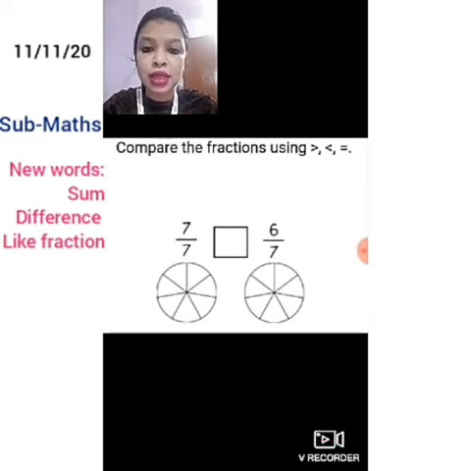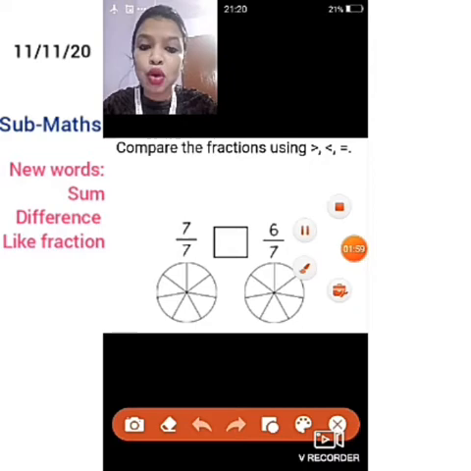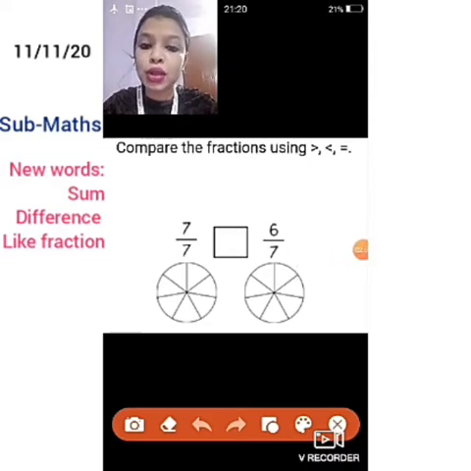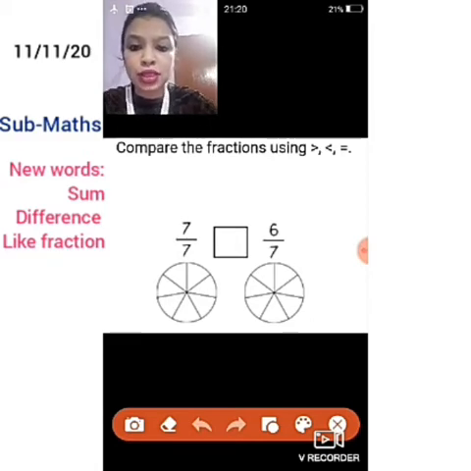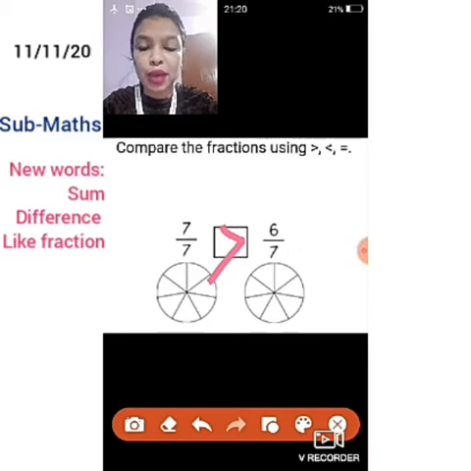The next question is 7 by 7 and 6 by 7. Now in this question, 7 by 7 is a whole. It represents a whole because the same numerator and denominator equals 1. But still the figure is divided into 7 equal parts, and on the other side it is 6 by 7. Still you have to compare the numerators. So 7 by 7 is bigger than 6 by 7. So children, in this way we can compare fractions using the three signs: greater, smaller and equal.